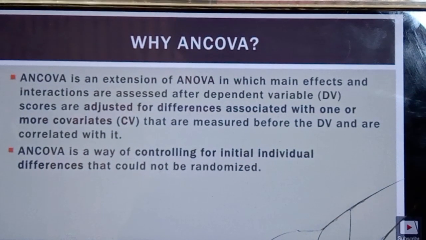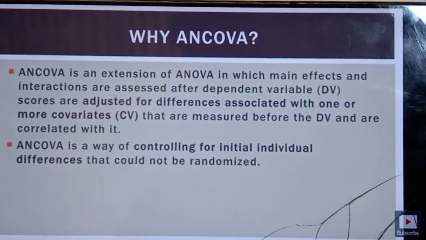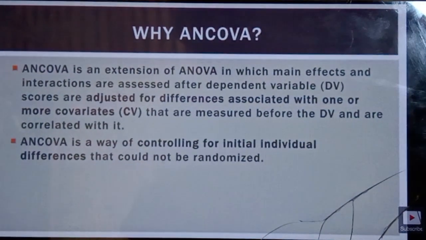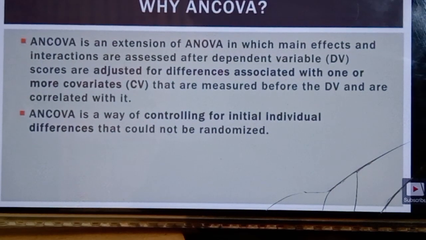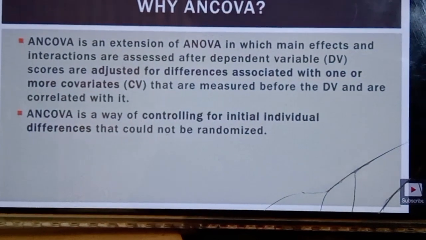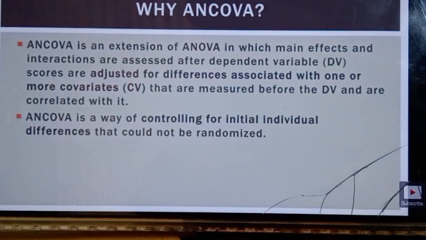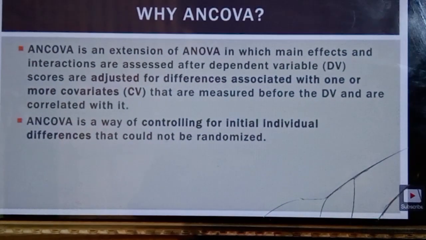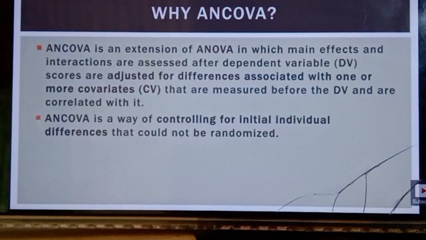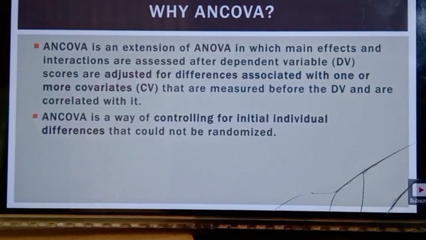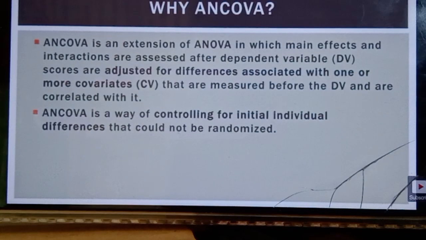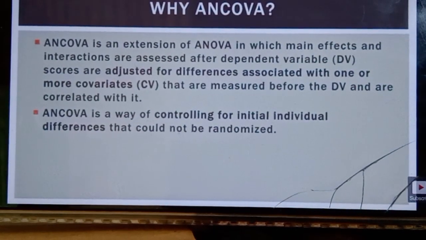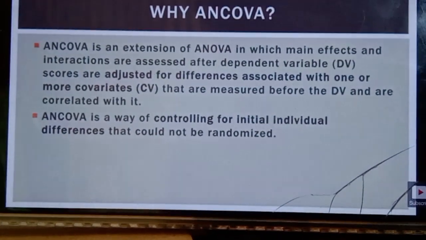ANCOVA. Why ANCOVA? ANCOVA is an extension of ANOVA in which main effects and interactions are assessed after the dependent variable scores are adjusted for differences associated with one or more covariates that must be measured before the DV and are correlated with it. ANCOVA is a way of controlling for initial individual differences that could not be randomized.